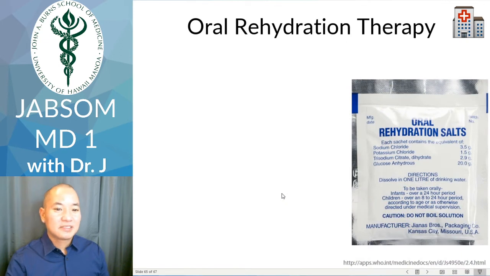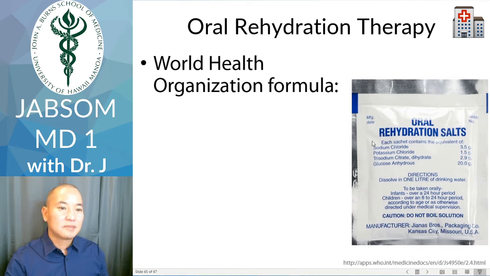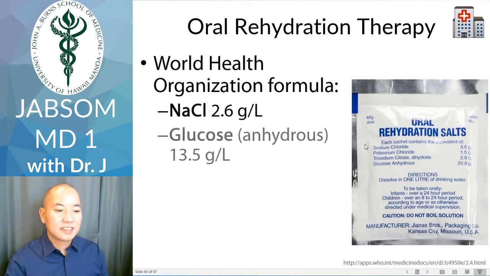So oral rehydration therapy, this is the WHO's recommended formula. So what do we have here? We have sodium chloride, potassium chloride, trisodium citrate, and glucose. So this is the WHO formula. You have sodium chloride and you have glucose. I'll explain why we have glucose too. It's not just there for calories and osmolarity. So we have sodium chloride.